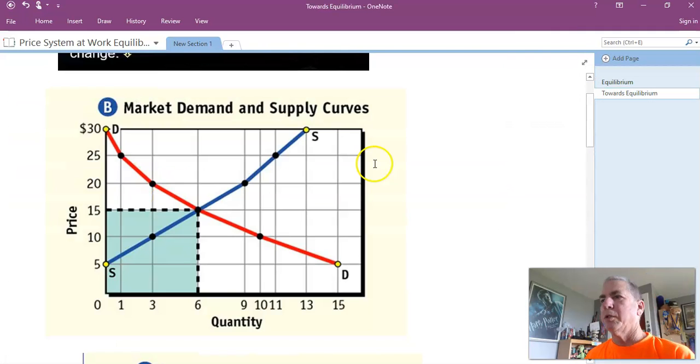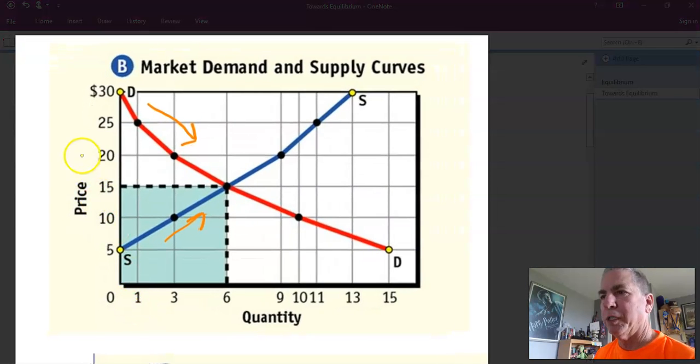Let's take a look at some graphs. So here are the graphs that are familiar to us. We have our demand graph, downward sloping here. And here is our supply curve, upward sloping. And so you will recall that as the price goes up, the demand goes down. So here we are at $25, and the demand is only a unit of 1. Whereas when the price goes down, you can see that at $15, now we have a quantity demanded of 6.